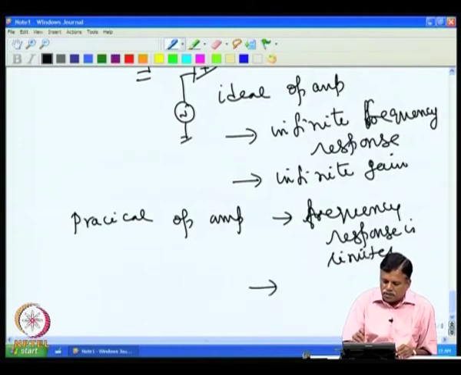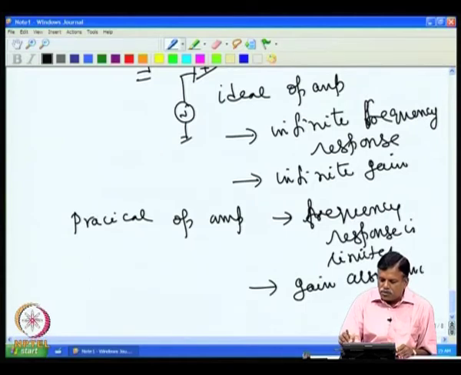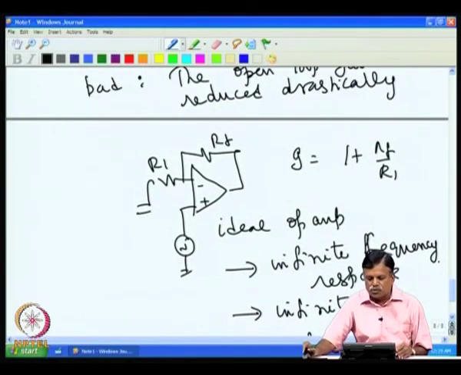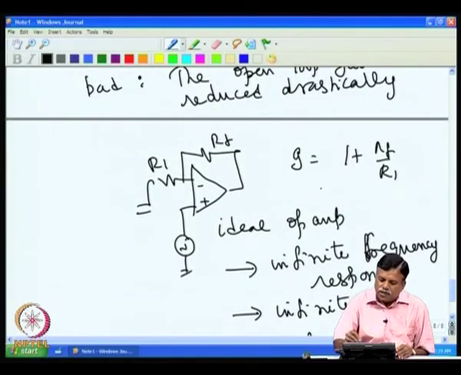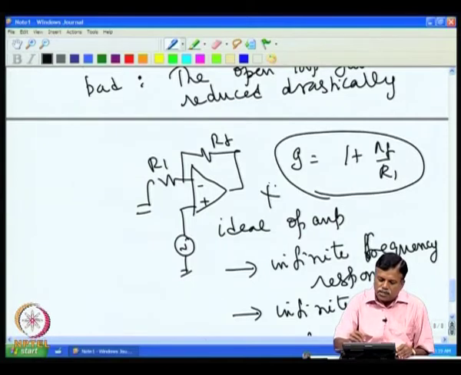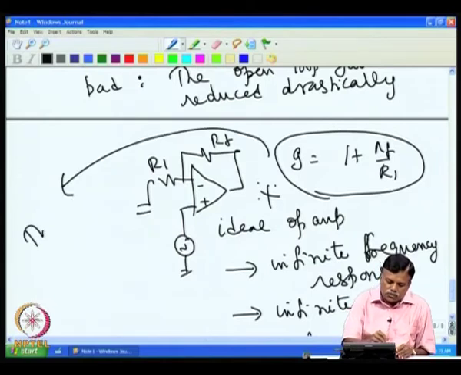And second one, gain is also limited. Now, considering these two limitations, what is the closed loop gain that you get? Is it true that gain is all the time 1 plus Rf by R1? Actually, it is not true. Practically this is not true.